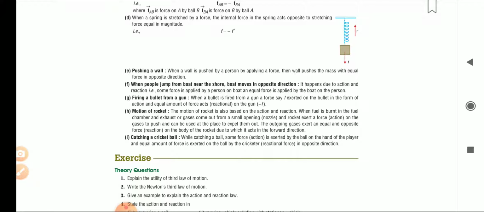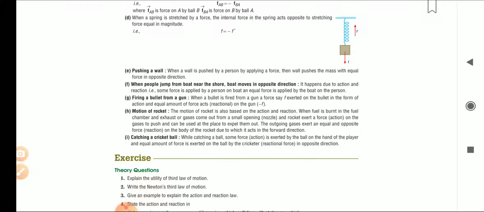Firing a bullet from a gun. When a bullet is fired from a gun, a force, say F, is exerted on the bullet in the form of action. An equal amount of reactionary force is exerted on the gun. That's why the gun is pushed a little bit backside. So we have to handle it very carefully on our shoulder while firing a gun.